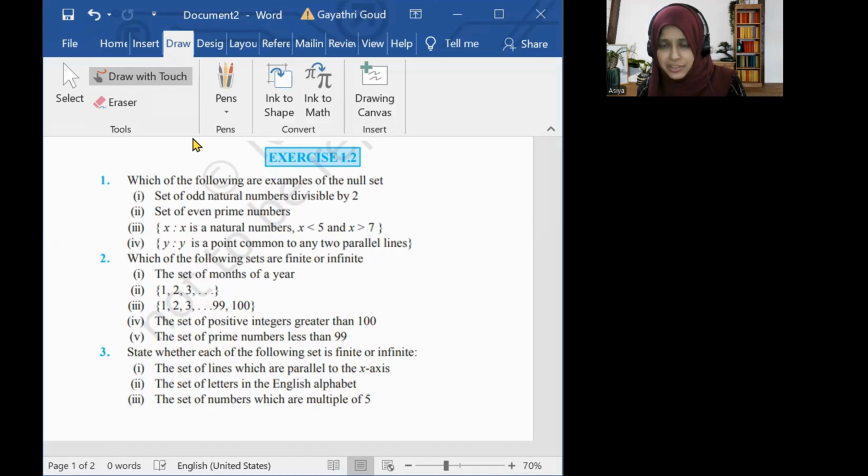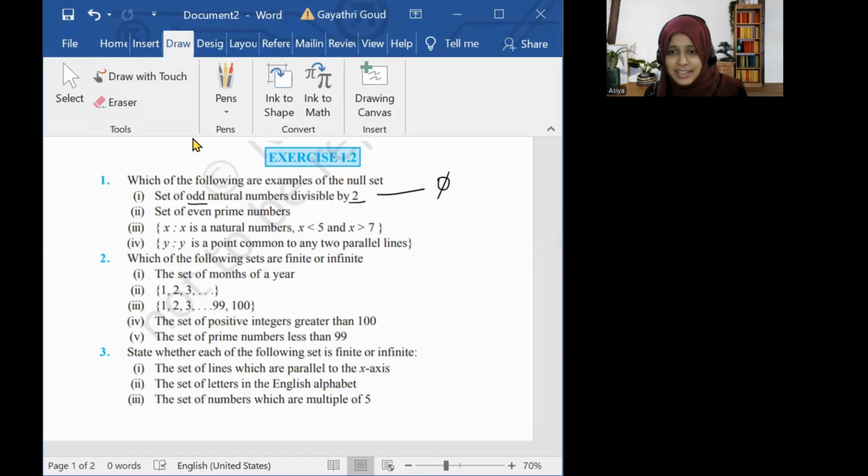Set of odd natural numbers divisible by 2. Are there any odd numbers that are divisible by 2? No, they are not. Odd numbers are not divisible by 2. So this is my null set.